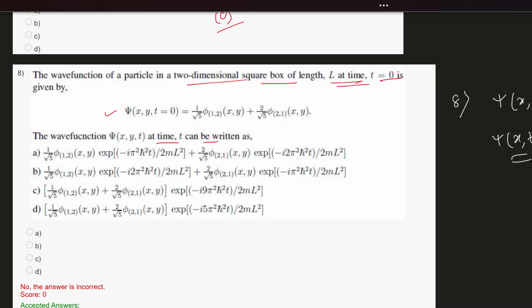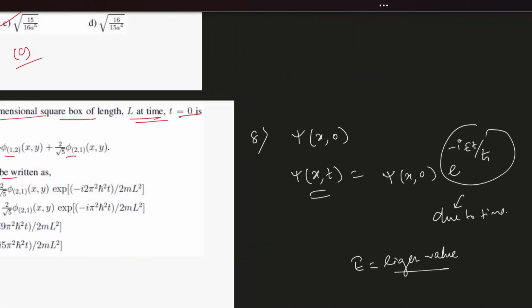You see that this is a 2D square box problem, and the eigenfunctions are written as a linear combination of phi 1 2 or 2 1. So this is basically twofold degenerate because of n1 and n2. You see that this is the second state from the ground state. So n1, n2 is 1, 2 or 2, 1. The ground state will have both of them 1. So this is the second state. So n squared is 2 squared plus 1, which is 5 for both of them, right?